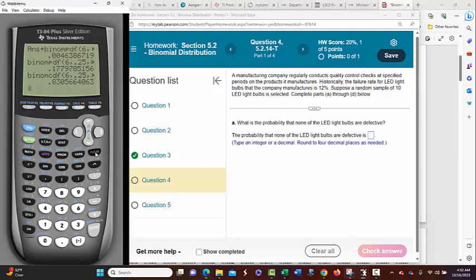So on the calculator, that will be second. Now we're back to Binom PDF. Trials, there's 10 trials, selecting 10 bulbs. P is 0.12. The X value is 0. $2,785.